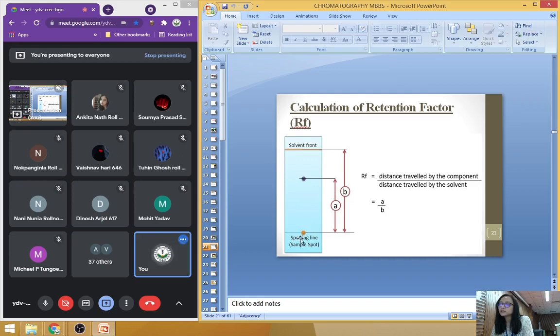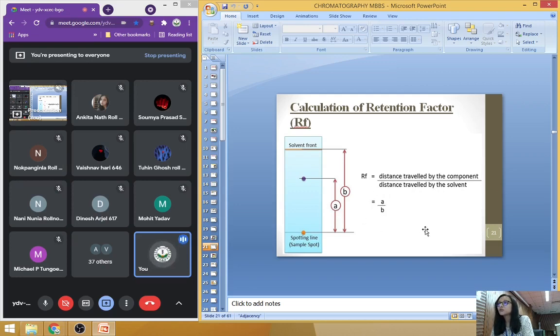See here in this picture, here is the sample spot where we applied it. And at the end of the experiment, we got this sample, it has traveled till here. We got a stain here. So this is the solute front. And this is the end where the solvent passes. So this is the solvent front. So the retention factor is just the distance traveled by the component divided by the distance traveled by the solvent. That is A divided by B.